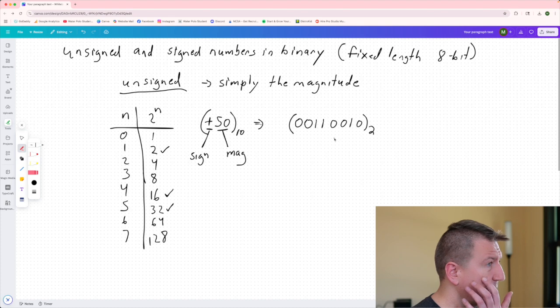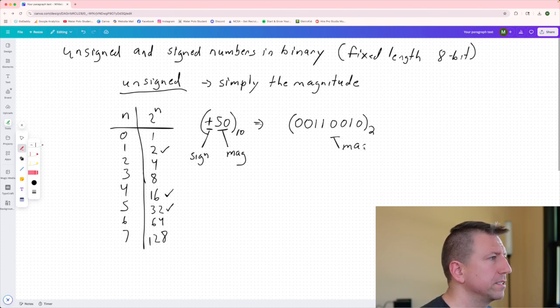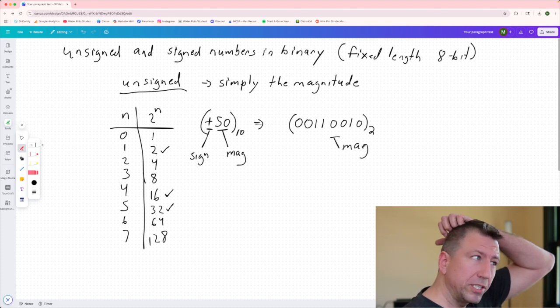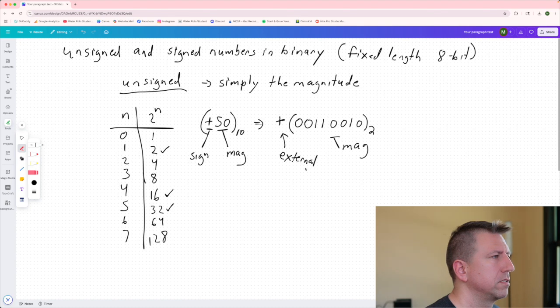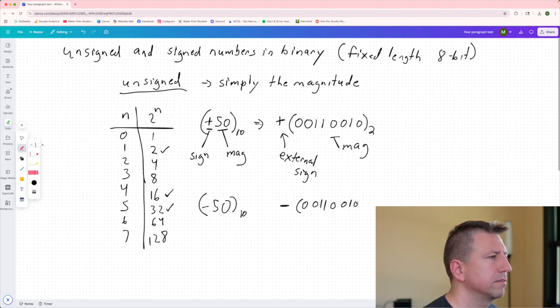Now this whole thing is the magnitude. So it doesn't give us any information about sign. So we actually have to put this sign external to the 8-bit number. So it's an external sign. So what about negative 50 in base 10? That would be a negative external sign and then exactly the same number right here.